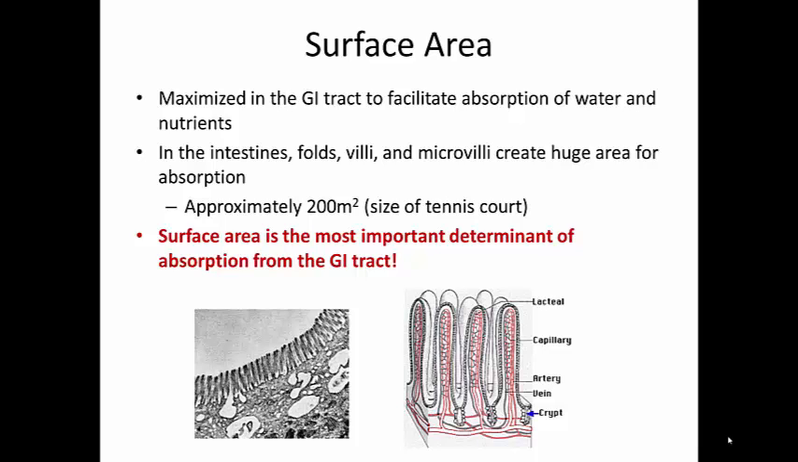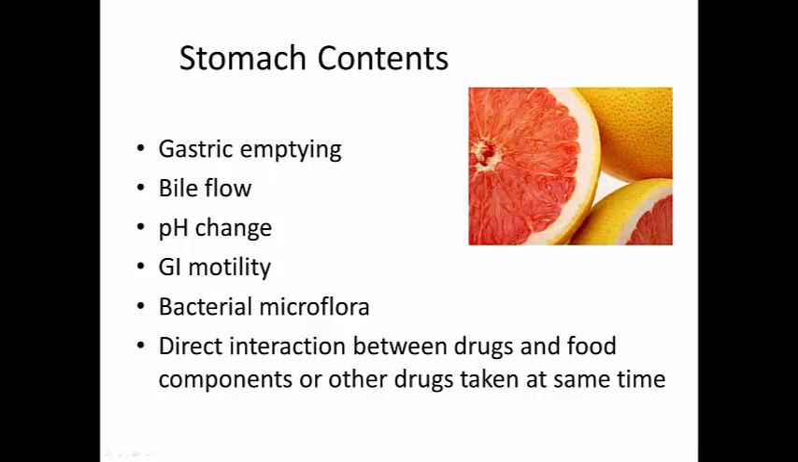This idea might seem counterintuitive, but we'll discuss it further in an example at the end of the video. The presence of food in the GI tract can alter the speed and amount of a drug that is absorbed. Food can influence a number of factors, including gastric emptying time, bile flow, pH, GI motility, and bacterial microflora.